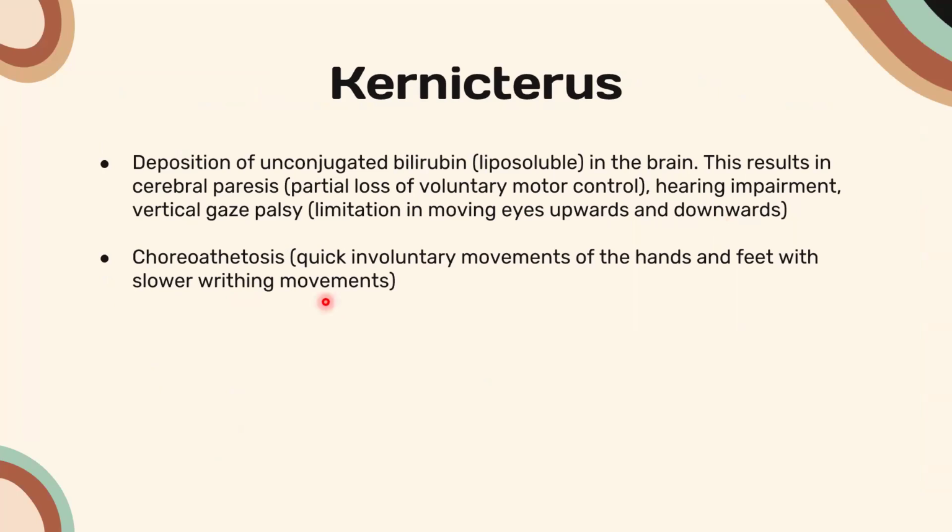It results in cerebral palsy, which is partial loss of voluntary muscle motor control, hearing impairment, and vertical gaze palsy. So these patients are not going to be able to move their eyes up and down completely; there's going to be limitation in that movement. There's also going to be choreoathetosis, which is basically quick involuntary movements of the hands and feet. You can look this up on YouTube and you'll see exactly what this is. But essentially, kernicterus is when the unconjugated bilirubin gets deposited in the brain, and that, of course, has complications.